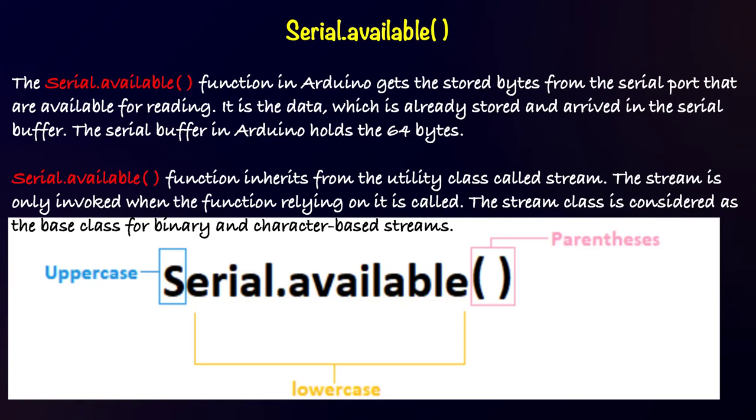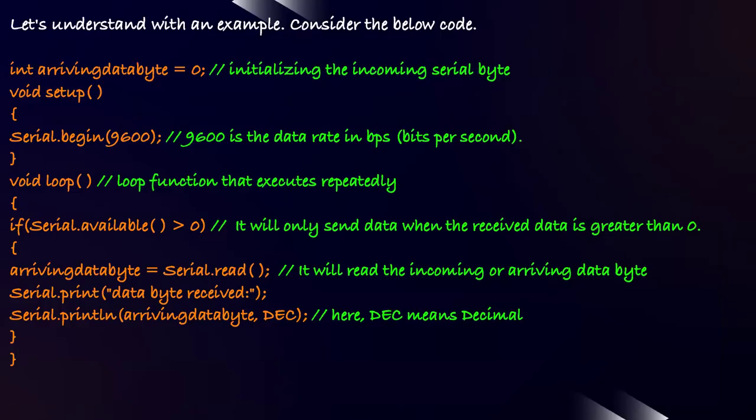If you can see, the S is in uppercase, and the rest, ERIAL dot AVAILABLE, everything is in lowercase, small letters, and then the parentheses. Let's understand with an example, of course. Let's read out and see the whole code over here.